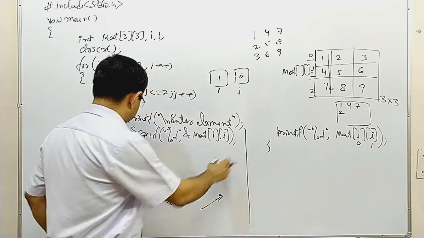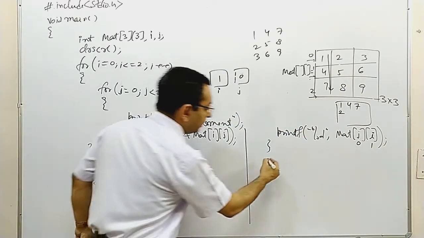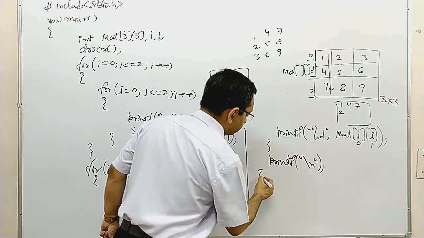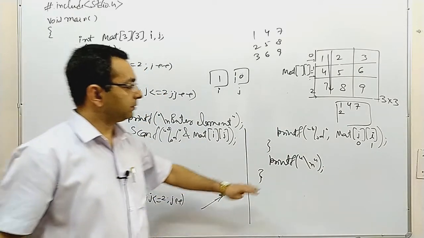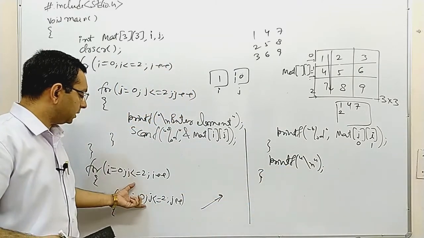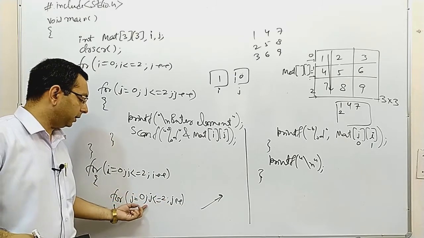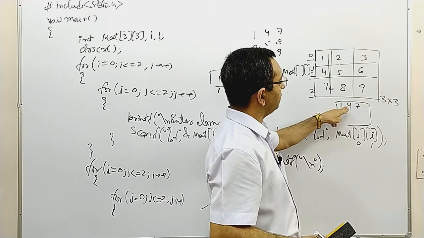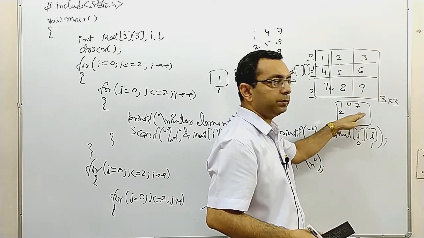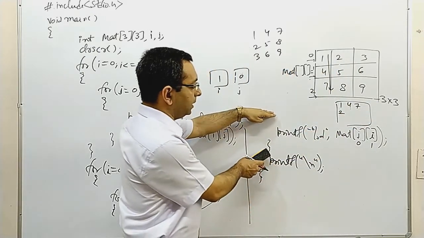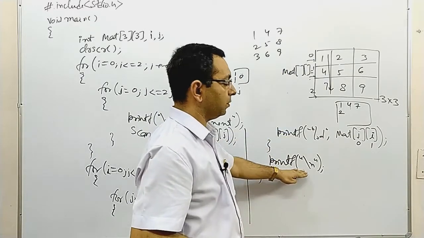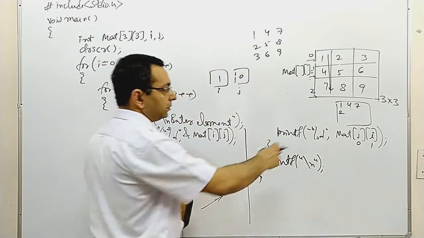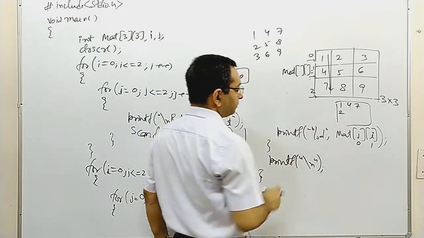So after the loop of j, we are writing printf("\n"). Why are we writing printf("\n") here? Because this is for column printing. It is printing 3 columns, so 3 columns means 1, 2, 3. 3 columns are printed. Then we have to change the line. So after printing 3 columns, you are now using printf("\n"), so it will change the line.